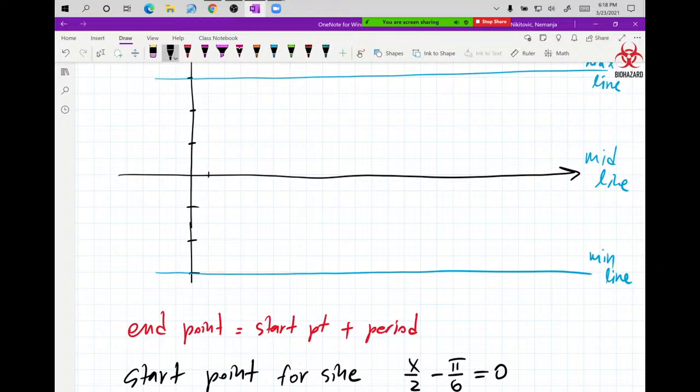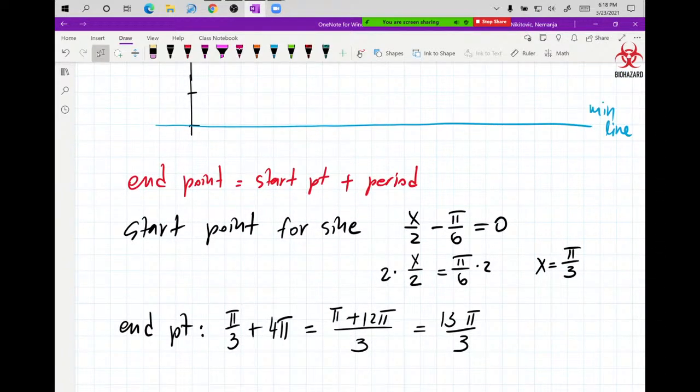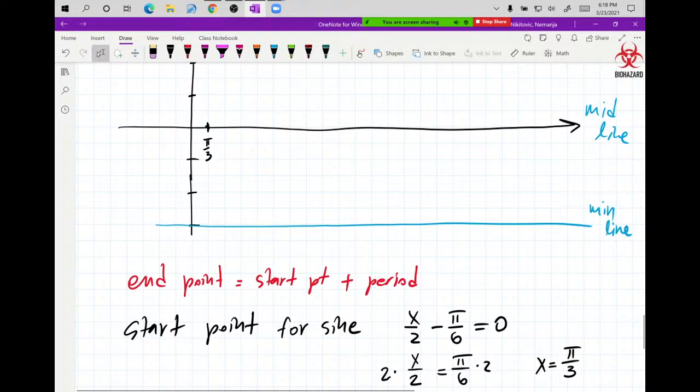Because look, I'm going to start here and I'm going to call that pi over 3. And all I need to do is to count up to 13, and that's where it ends. This is my start point. So that's pi over 3. And I need to be at 13 pi over 3 to end. Well, how do you get there? Well, just count 1 through 13. 2, 3, 4, 5, 6, 7, 8, 9, 10, 11, 12, 13. Good. Done. 13 pi over 3.